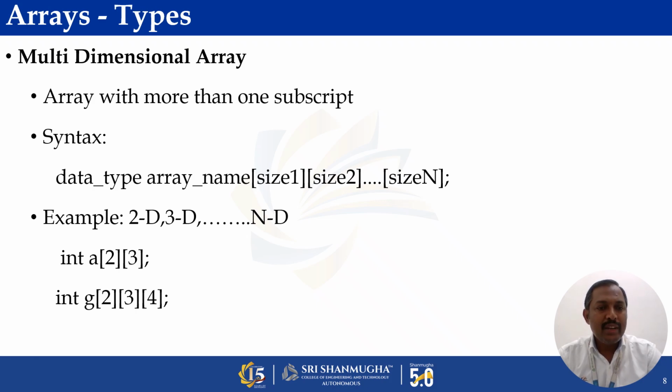For example: data type, array name, size 1, size 2, and so on up to size n. There are different versions of multi-dimensional arrays that can be created: 2D array, 3D array, and so on, up to n-dimensional arrays. For example, int a of 2 3, an array with 2 subscripts, is called a 2D array. An array with 3 subscripts is called a 3D array. An array with 4 subscripts is called a 4-dimensional array. Like that, we can have different types of multi-dimensional arrays.